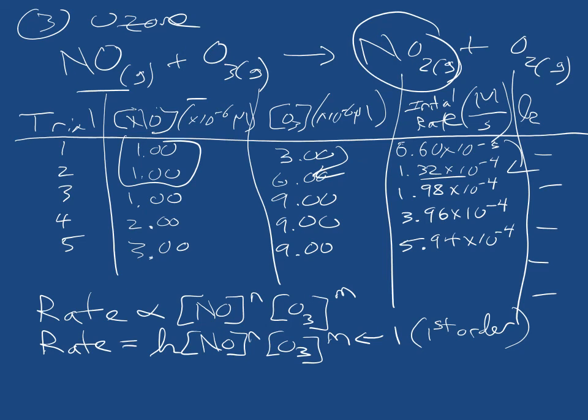All right, take a second and see if you can figure out what nitrogen monoxide would be. So do the same thing. What will be some logical experiments there? Trials 3 and 4 look like they make sense to me. Ozone is held constant. It doesn't matter what it is. It doesn't have to be 1 or 2 or 3 or 5, just constant. So in trials 3 and 4, that's constant, and nitrogen monoxide doubles in trials 3 and 4.